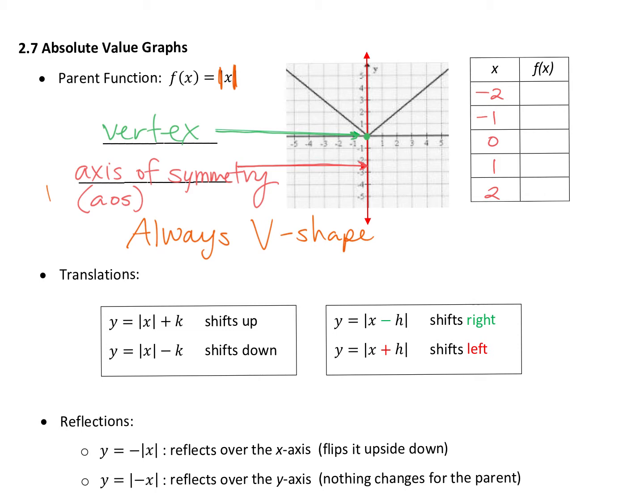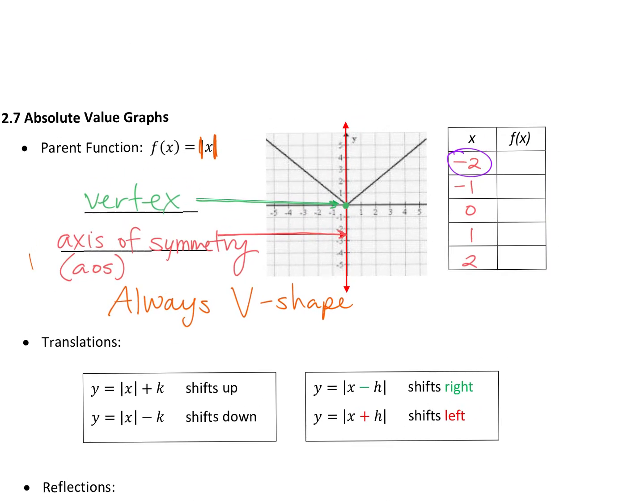Okay, so let's talk about this. If I plug a -2 into my parent function, so we're saying f of -2 equals the absolute value of -2. What do I get? What is the absolute value of -2? 2, right? If I plug in a -1, what's the absolute value of -1? 1. What's the absolute value of 0? 0. Absolute value of 1, and the absolute value of 2. 2. Okay, so those are all your points. Notice 0, 0, 1, 1, 2, 2, -1, 1, -2, 2. Okay, so that gives you that V-shaped graph.